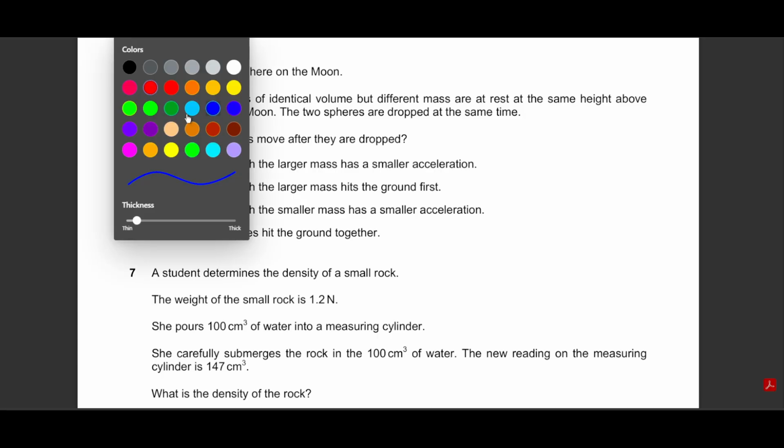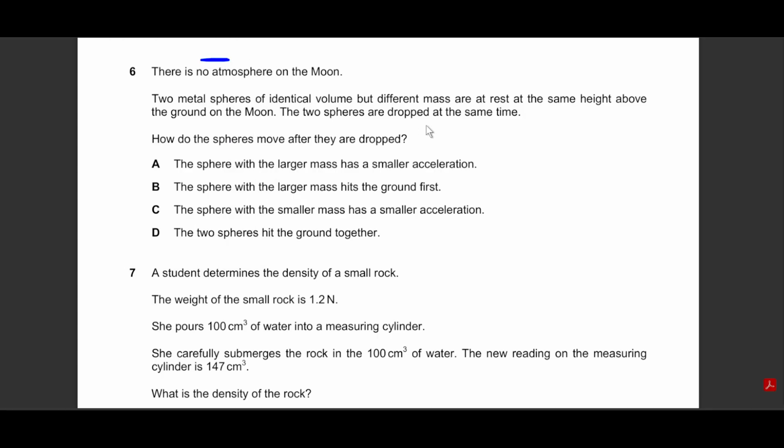Question 6 suggests that there is no atmosphere on the moon. When you talk about identical volumes, they are generally talking about the same surface area exposed. We should have been worried about this, but only when the atmosphere was present. But the atmosphere is not present, which means that we don't need to worry about this.